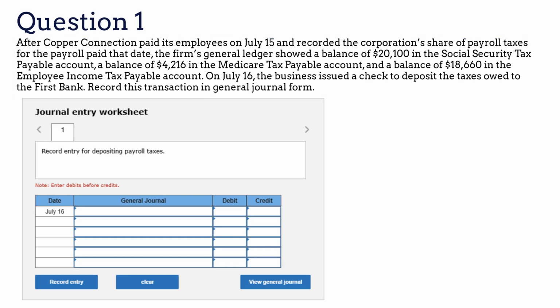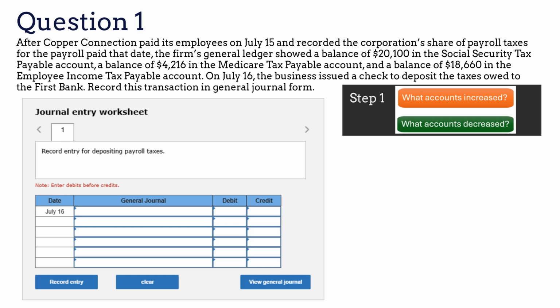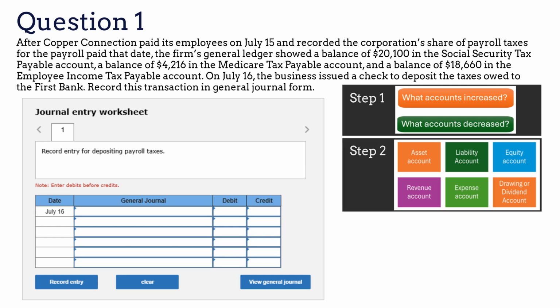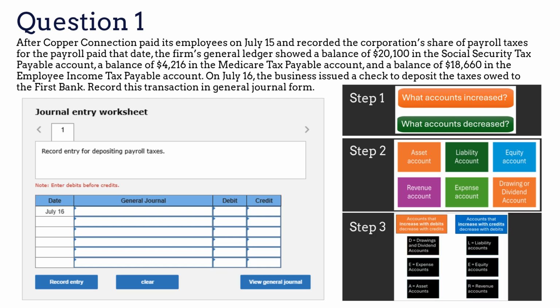Please start first by analyzing the transaction. What accounts increased and what accounts decreased? What type of accounts are the accounts that increased or decreased? And then use the dealer mnemonic to identify whether the account types increase with a debit or credit.